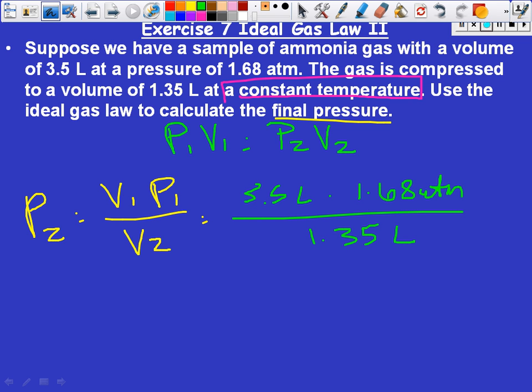Now, remember, go back to sig figs here. Very important in terms of sig figs. We have 2 there, we have 3 there, we have 3 there. So we're going to go with our least, which is 2. So the answer is 4.4. Liters will cancel, leaving us with atmospheres. And so it is atmospheres of NH3. And I know what you're thinking, where did you get NH3 from? Suppose we have a sample of ammonia gas. So that's where that's going to come from, okay? All right, so hopefully that helps.